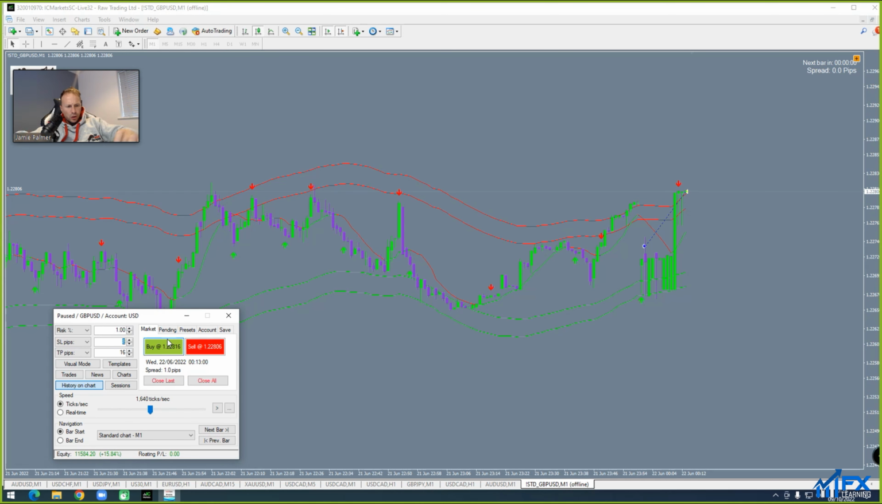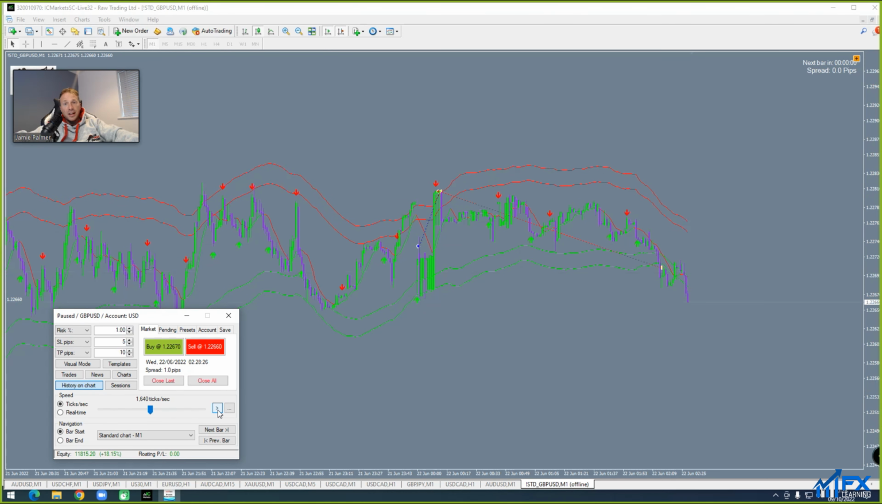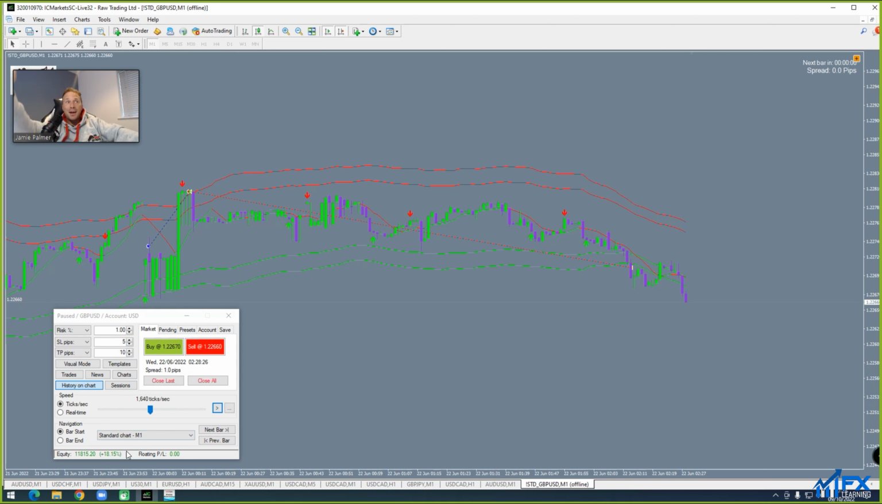Again, this one I'm actually going to go for a 5 pip stop loss, 10 pip take profit. So stop loss above the arrow, take profit below here. Okay, hopefully this trade wins as well. Come down. There we go. There, 18%. So now back to 18% before I got cocky and started upping my risk.